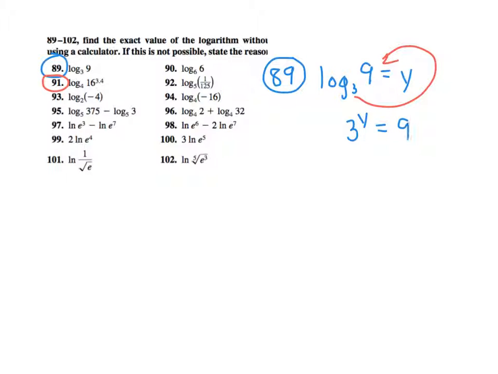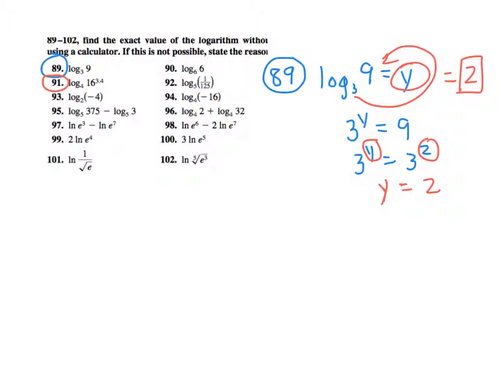Now, most of you right now would know that that y would have to be 2 because 3 squared is 9. No problem. At this point, I'm going to go ahead and show an extra step, and I'm going to think of that as 3 to the y equals 3 squared instead of 9. So therefore, y, or the exponent, would have to be 2, and I was looking for y. So my answer is log base 3 of 9 is 2. Okay?